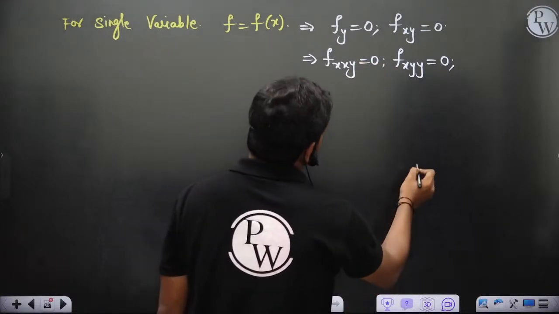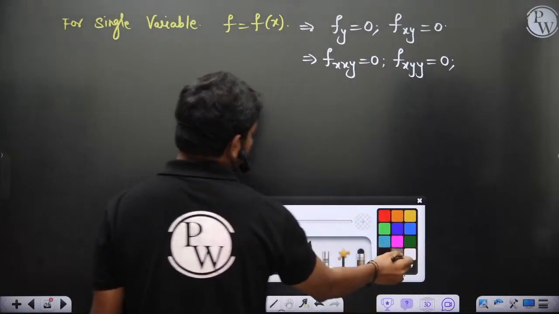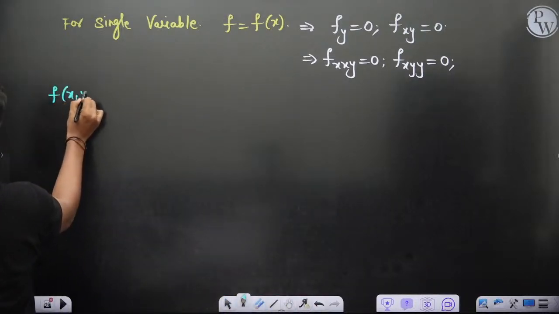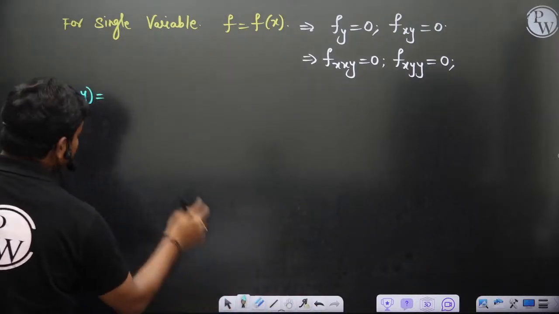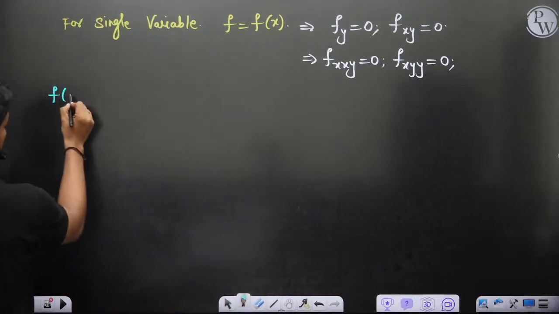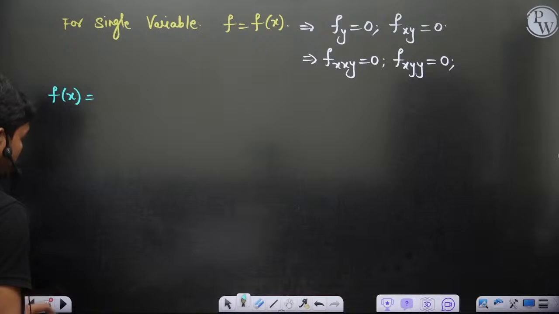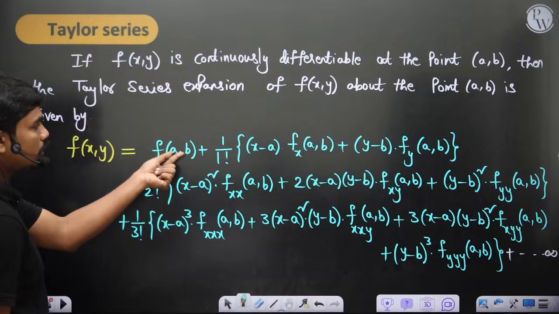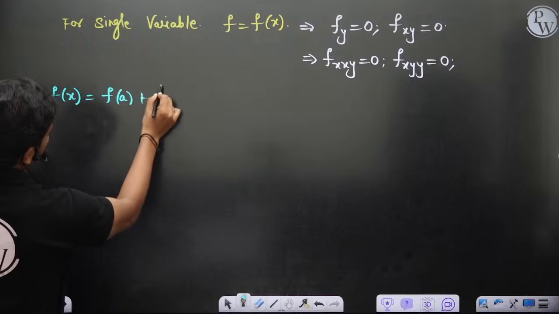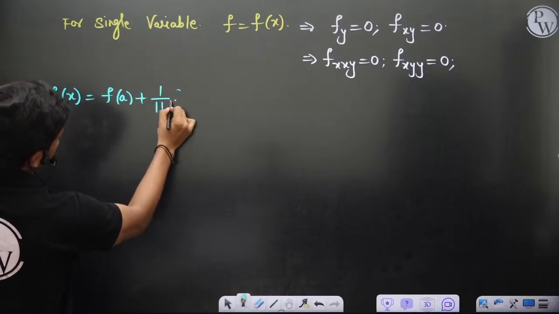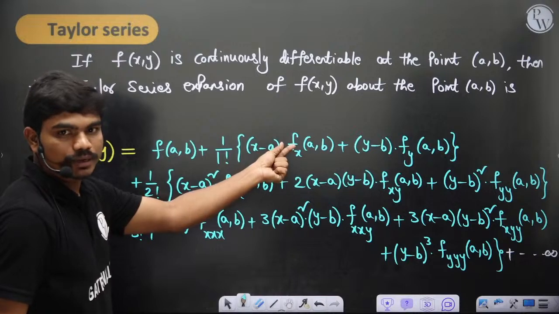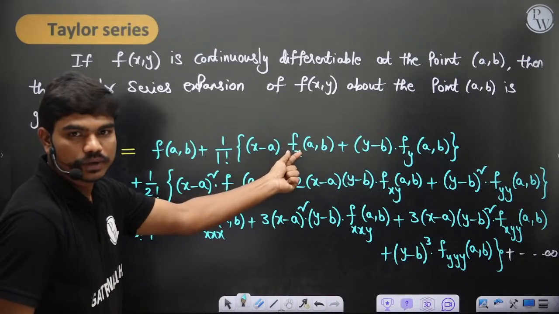So therefore, if you expand f of x comma y where you have only f of x, with no involvement of y, you are dealing in a single dimension, then in this sequence you don't have this b, only a. So f of a plus 1 by 1 factorial times x minus a times fx. Since the function is only with respect to x, you can differentiate it partially with respect to x.